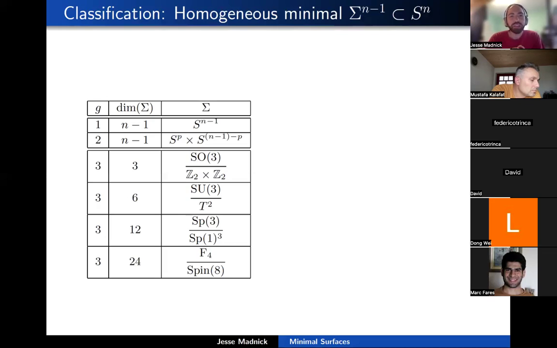You may notice that 3, 6, 12, and 24 are all multiples of 3. What multiples of 3 are they? They're 3 times 1, 2, 4, and 8. The dimensions of the reals, complexes, quaternions, and octonions. That's not a coincidence. These 4 hypersurfaces are deeply tied up with those 4 normed division algebras. They're tied up with R, C, H, and O in an interesting way. So for example, the focal varieties for these are RP2, CP2, HP2, and OP2.